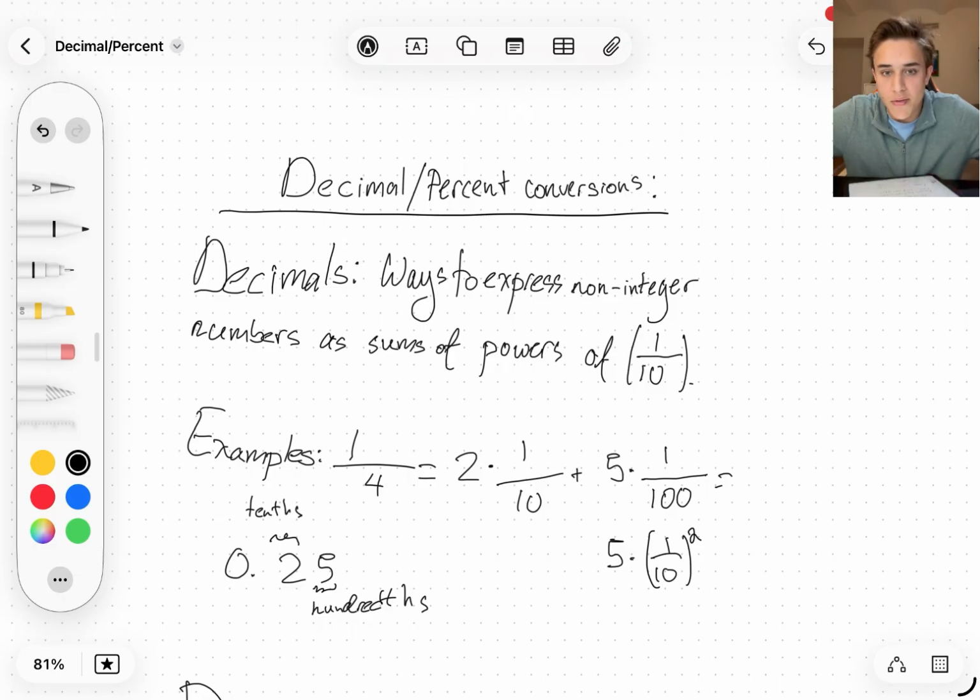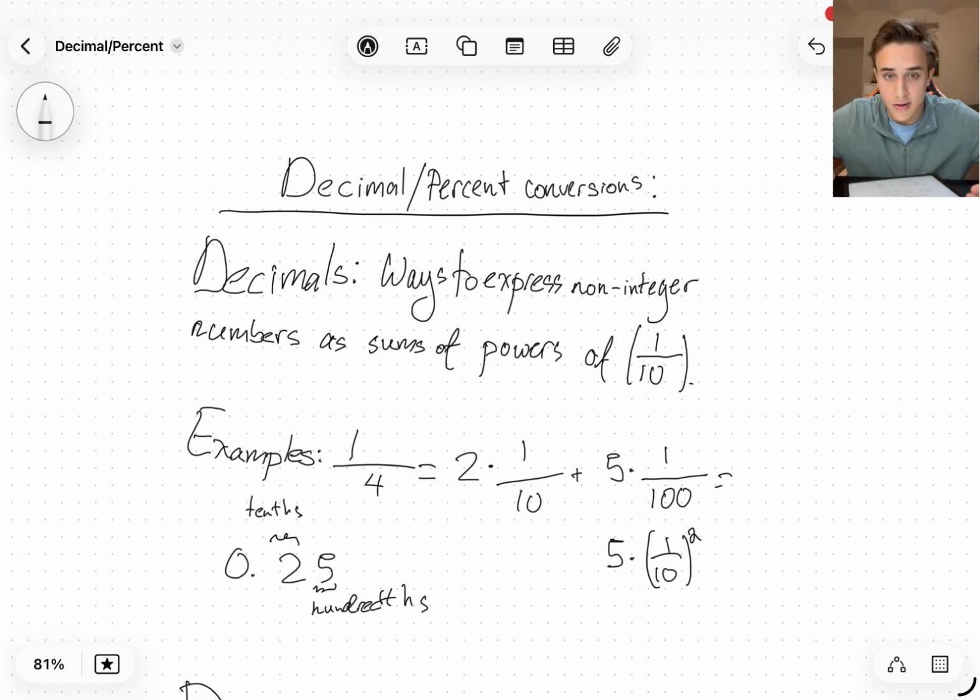So the math topic for this week is going to be decimal and percent conversions. So the first step is to define concretely what decimals and percentages are. Decimals are basically ways to express fractions as sums of powers of a tenth.